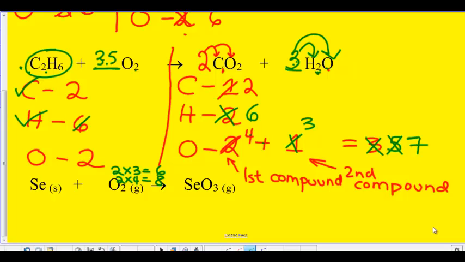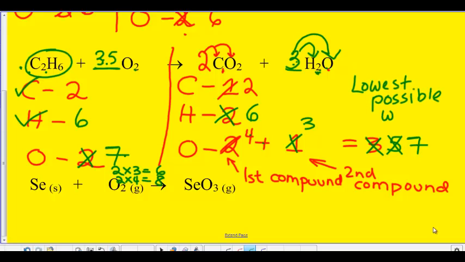3.5 times 2 would give me 7. Oops, sorry. Wrong thing. Don't do that. It goes down here, see? 3.5 times 2 oxygens would give me 7. And then my oxygens are balanced. The problem is whenever you balance equations, you want the lowest possible whole numbers. And 3.5 is not a whole number. So we need to do something about that.